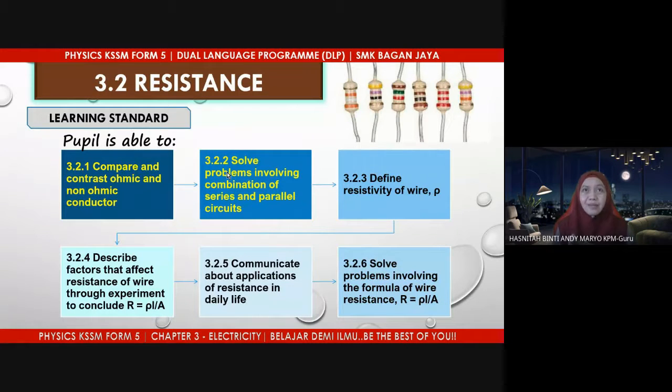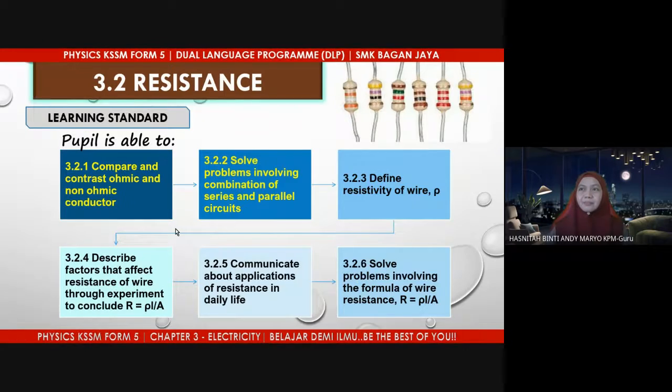Most of the physics syllabus we study in Form 5 has been covered in lower forms: transformers, parallel and series circuits, and a few more. So you should have the basic understanding of what parallel and series circuits are. For the other learning standards, 3.2.3, 3.2.4 until 3.2.6, we will continue later in school.